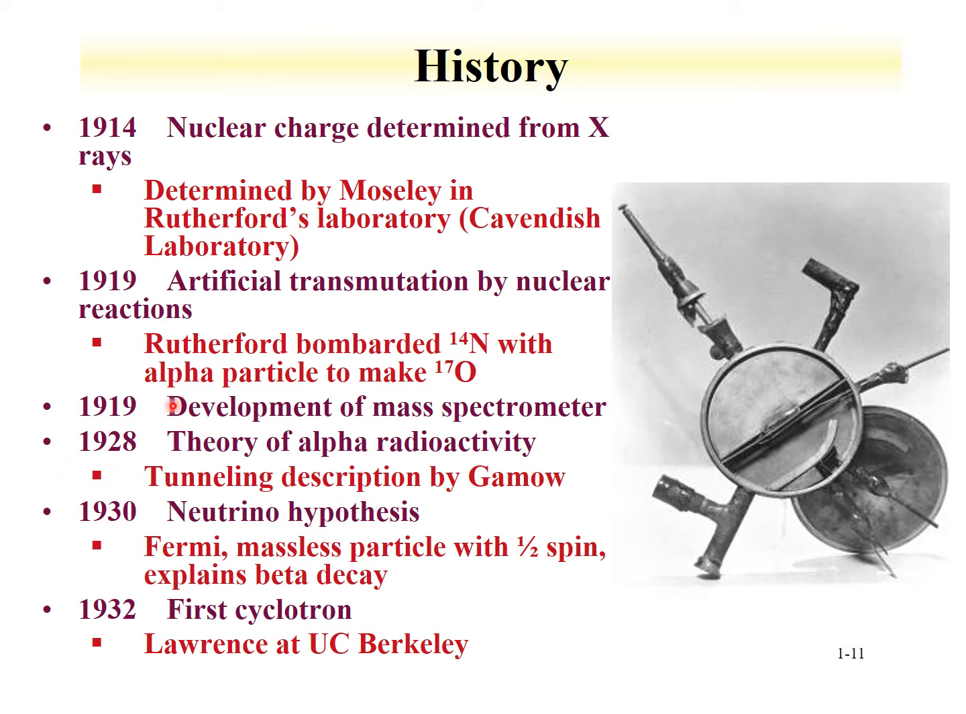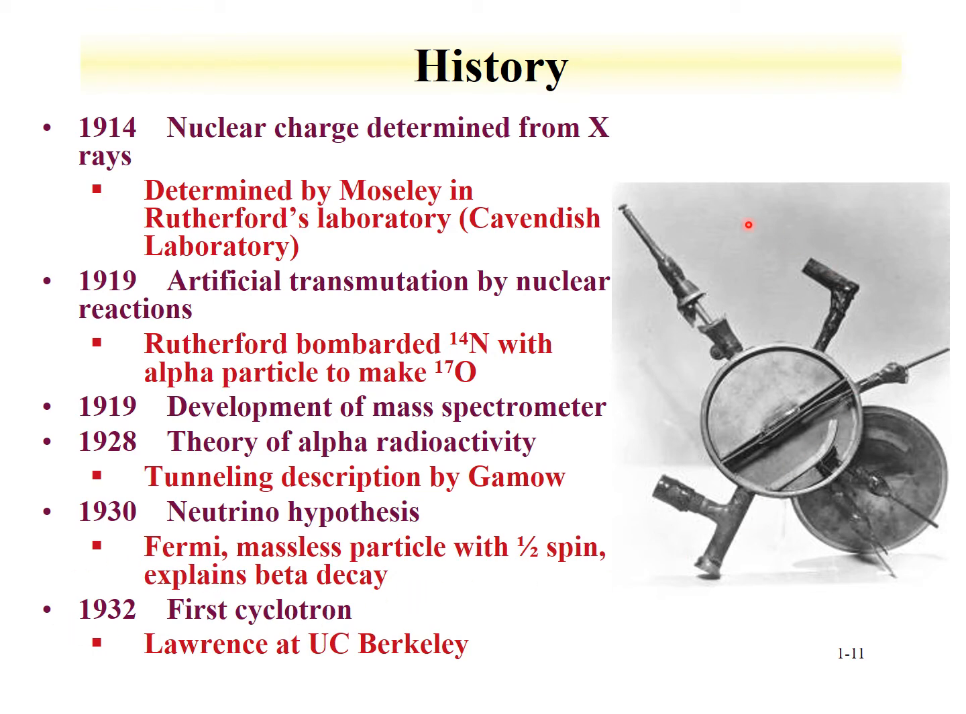1928, the theory of alpha radioactivity by Gamow, which utilized the concept of tunneling through a barrier to describe the decay. 1930, Enrico Fermi proposed the neutrino hypothesis, where there's a massless particle with a spin of 1/2 that was used to explain beta decay. And when we discuss beta decay, you'll see the importance of Fermi within understanding beta decay.